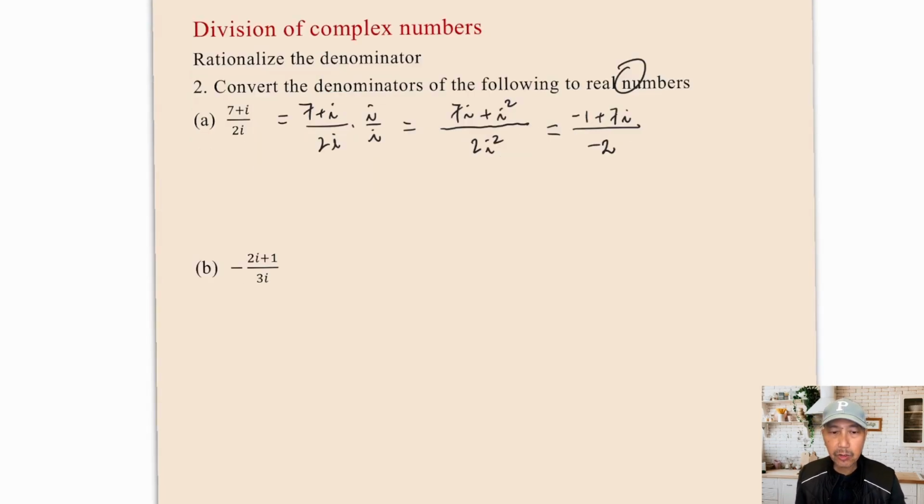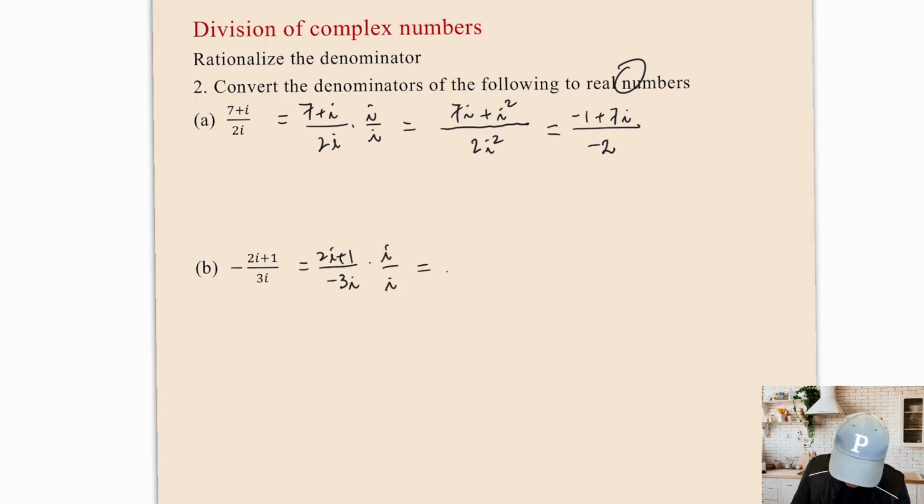In part B, we are going to use the same method. Times i over i, but we need to tackle the negative sign before that. Please pay attention that the negative sign can either belong to the numerator or the denominator. You can put it either way. Perhaps we put it in the bottom. So that is -3i, 2i plus 1 times i over i.